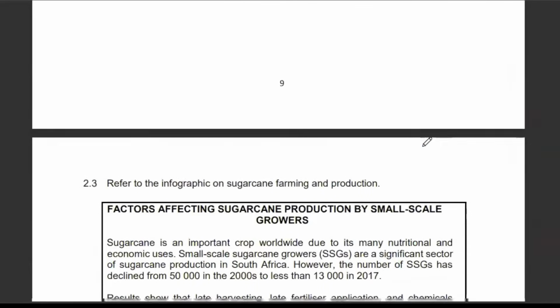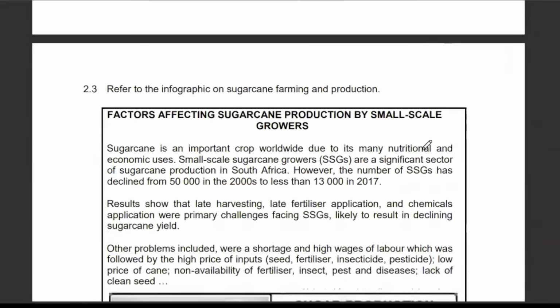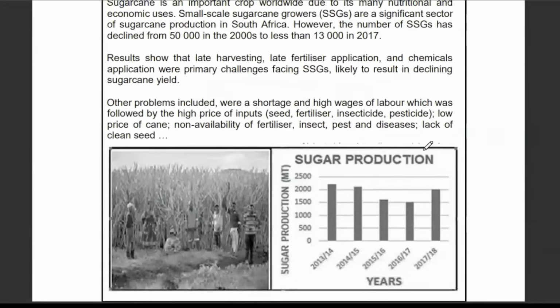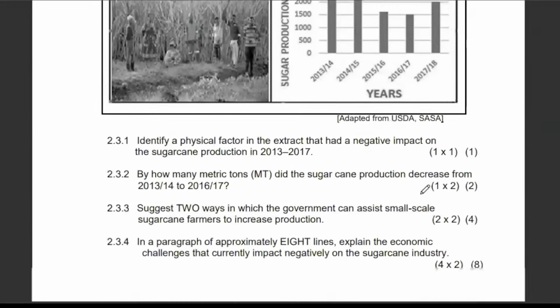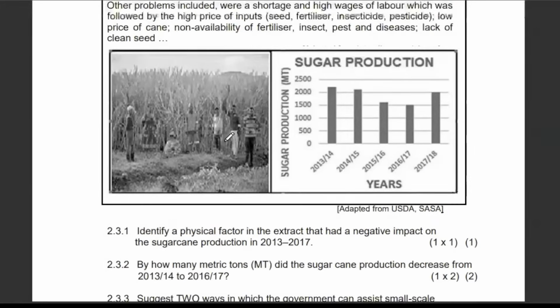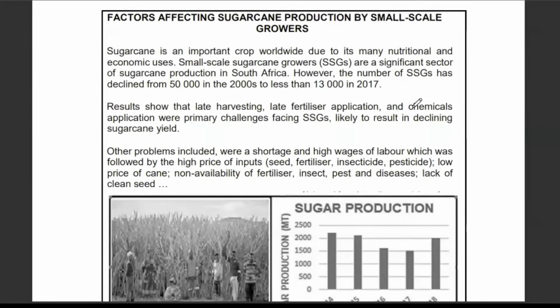We move on to number 2.3. Factors affecting sugarcane production by small-scale growers. We are not going to go through the extract. We are going to do the questions. Right. Identify a physical factor in the extract that had a negative impact on the sugarcane production in 2013 to 2017. We want a physical factor. A physical factor is a natural factor. So if we go to our extract, we want to try to identify natural factors which have impacted on the production of sugarcane. Right.